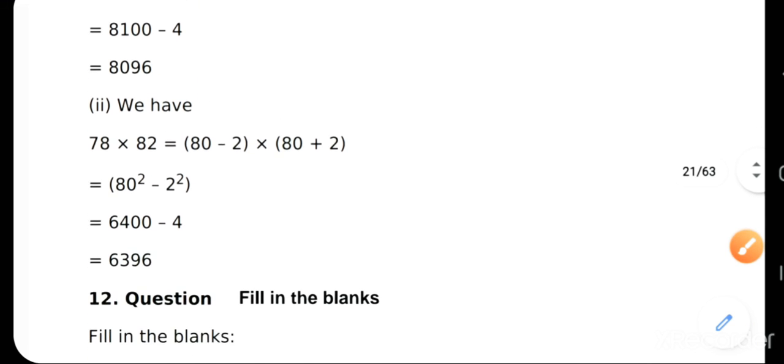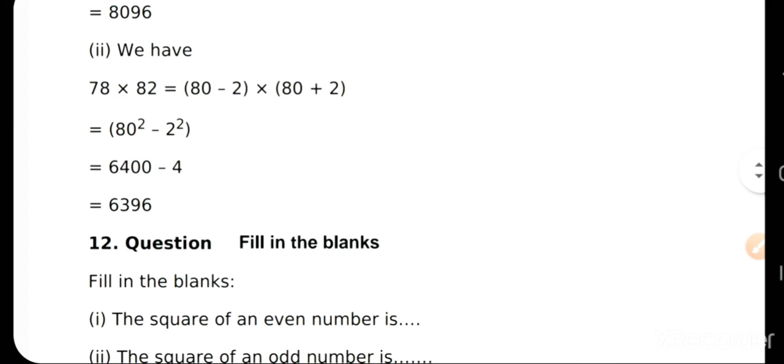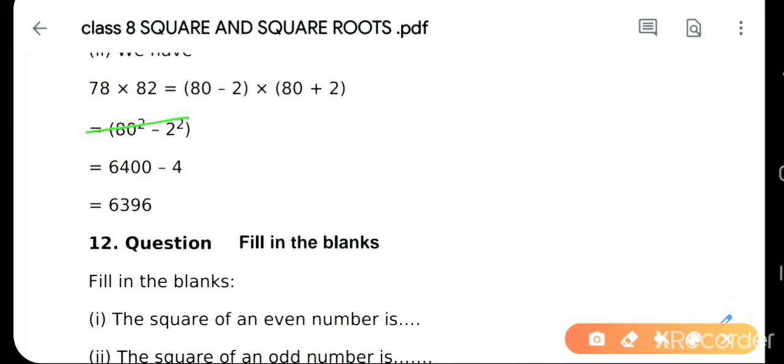Okay, then you have the next question, 78 multiplied by 82. In the same way, you have to expand them and then write in the form of squares using the formula (a plus b) into (a minus b) equals a square minus b square. You have to solve this.